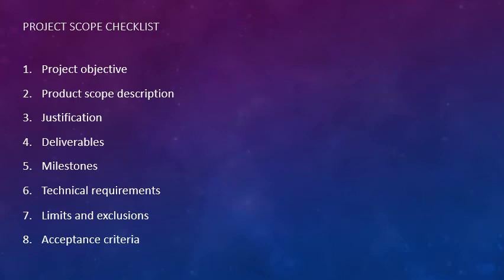We're going to talk about the technical requirements of the project. Limits and exclusions. So as I said, it's not just what's in, it's what's out. And acceptance criteria. So what is acceptance criteria? This means when we get to the end, that the project is going to be accepted as complete by the client. So if it was a product, this is what has to be done in order for them to say, yes, you are finished and you can close out the project.